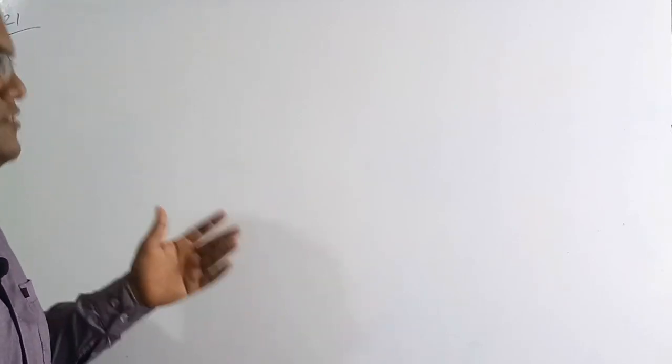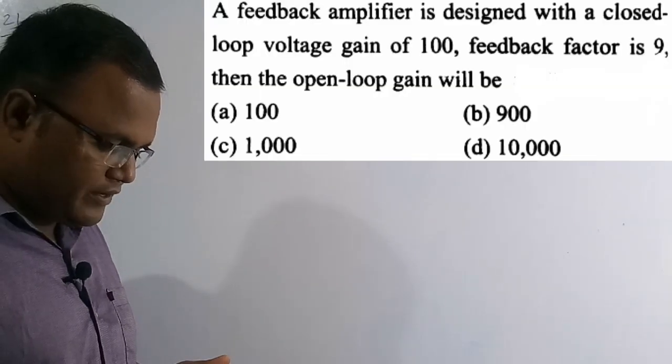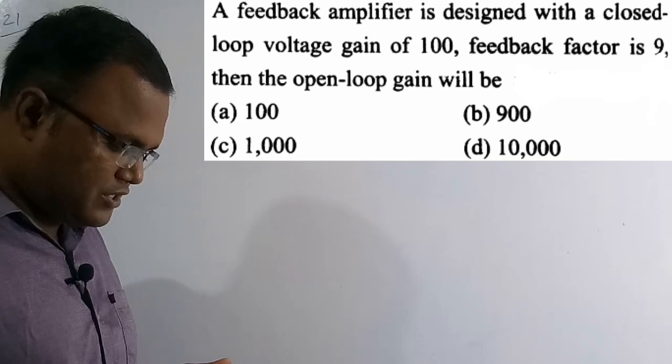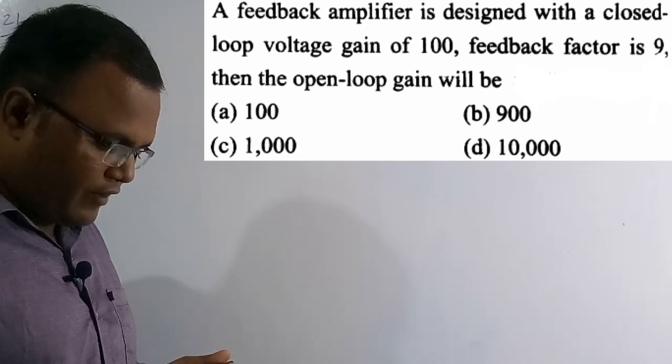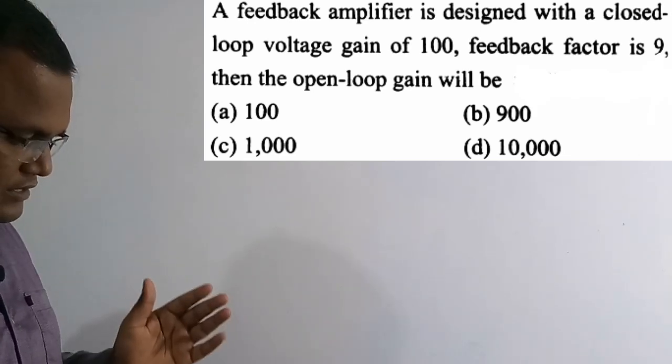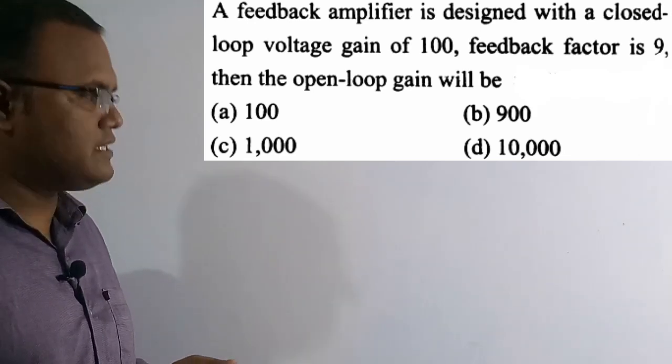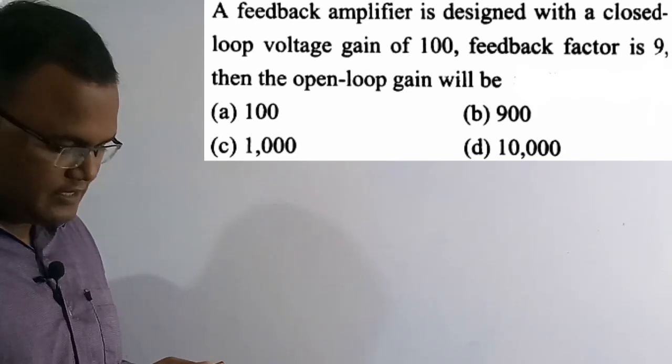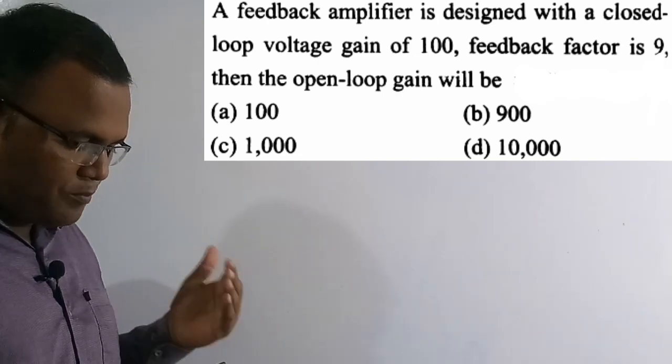So let's get started. Now we are going to solve the 21st question. See the question here. A feedback amplifier is designed with a closed loop voltage gain of 100 and the feedback factor is 9. Then the open loop gain will be. In the question they have given the closed loop voltage gain, which is 100, and also the feedback factor is 9. And we need to find the open loop gain.